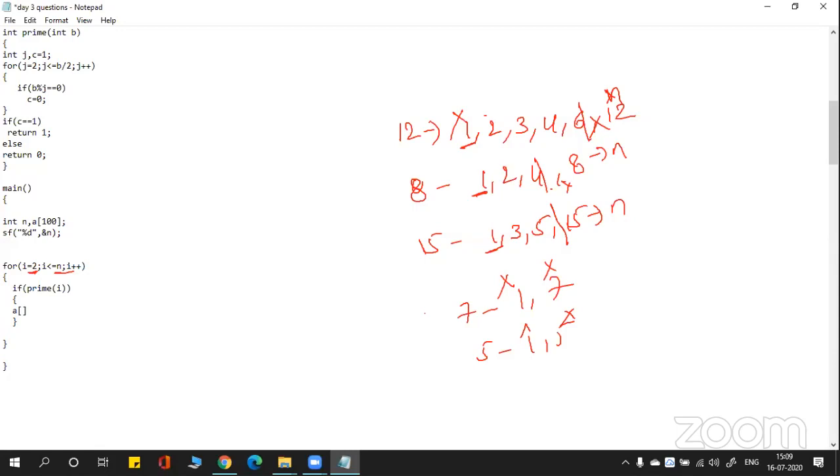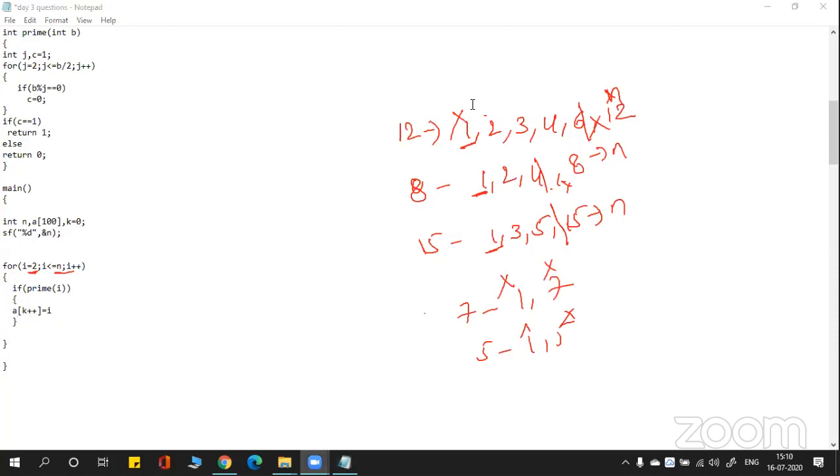Then tell me what should be my index value. Initially I've declared a of 100. First value should be stored in 0, second value should be stored in 1, third value should be stored in 2, and so on. For that reason, I'm taking one more variable, k is equal to 0. I am writing k plus plus. I hope everyone knows what is this k plus plus. K plus plus is a post increment thing.